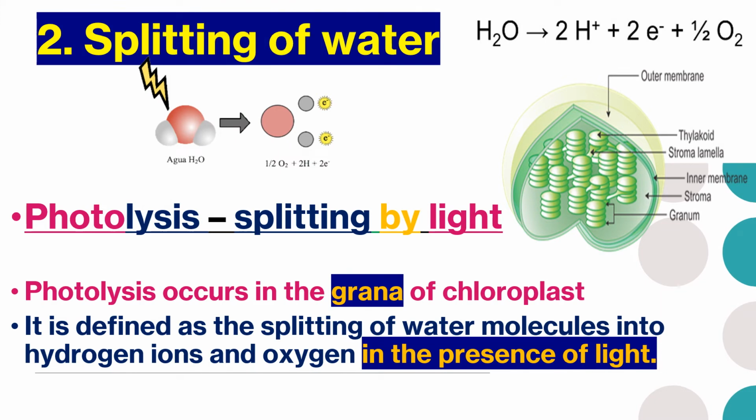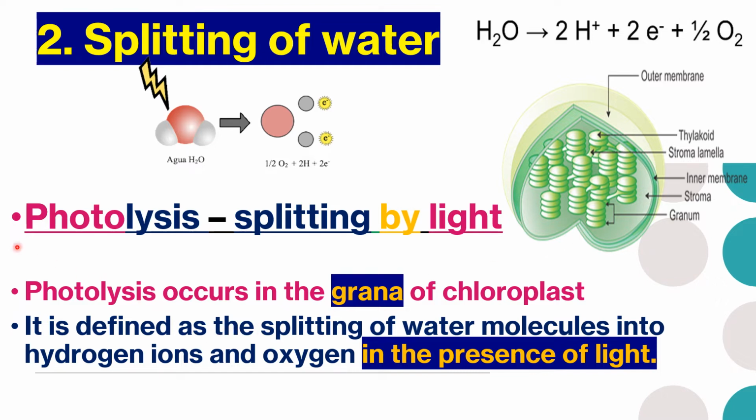The next step of light dependent phase, that is splitting of water. Splitting of water is also known as photolysis of water. What is the meaning of photolysis? Splitting by light. Photolysis occurs in the grana of chloroplast. Here you can see piles of thylakoids. These piles of thylakoids are called grana. Grana is the plural form of granum. A single pile of thylakoids we call a granum. Then in each granum you can see a number of thylakoids.